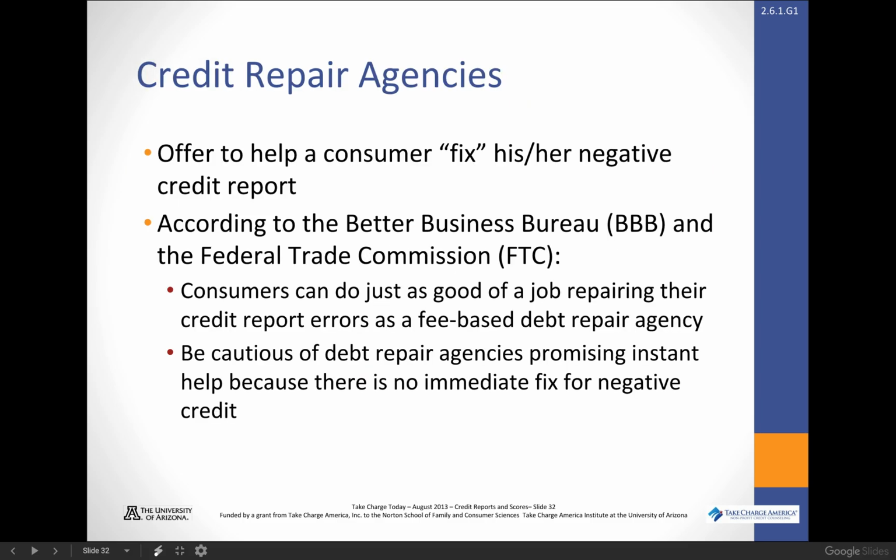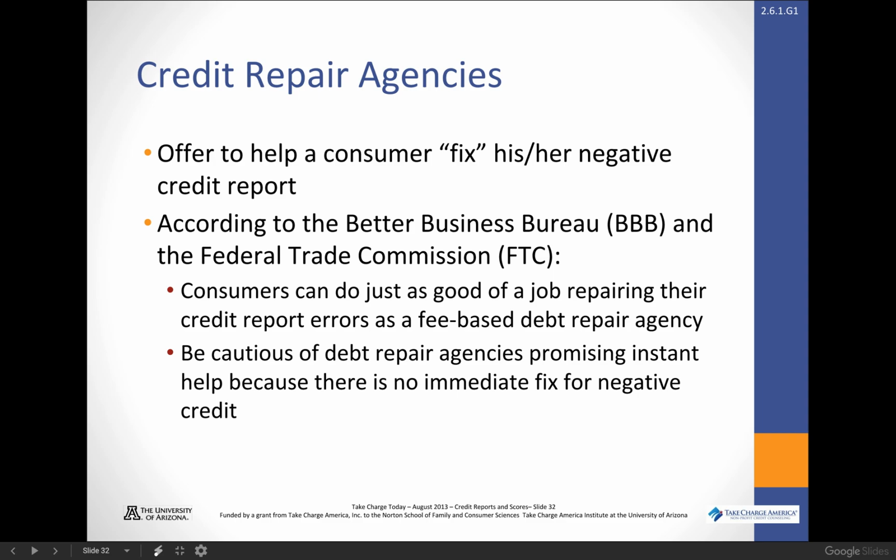And then we have another kind of CRA term, and this is going to be a credit repair agency. And this is going to be an agency that advertises itself as a way to fix a negative credit report. And so whenever we are thinking about these credit repair agencies, according to the Better Business Bureau and the Federal Trade Commission, as a regular consumer, you can do just as good of a job trying to repair your own credit report as these credit repair agencies.